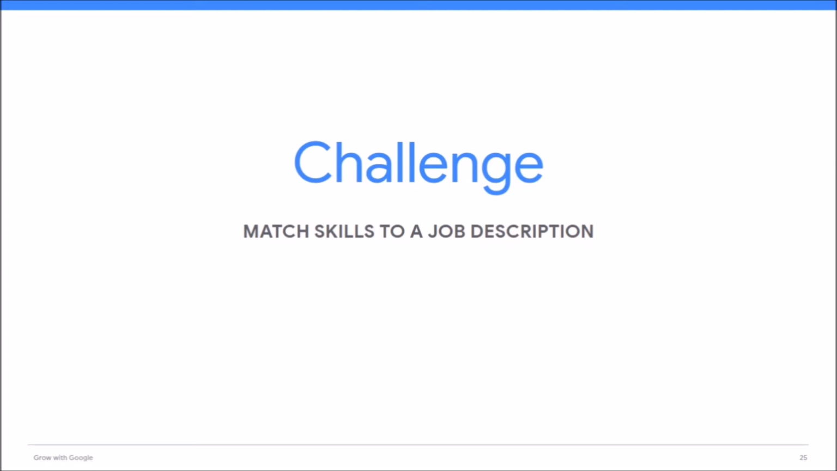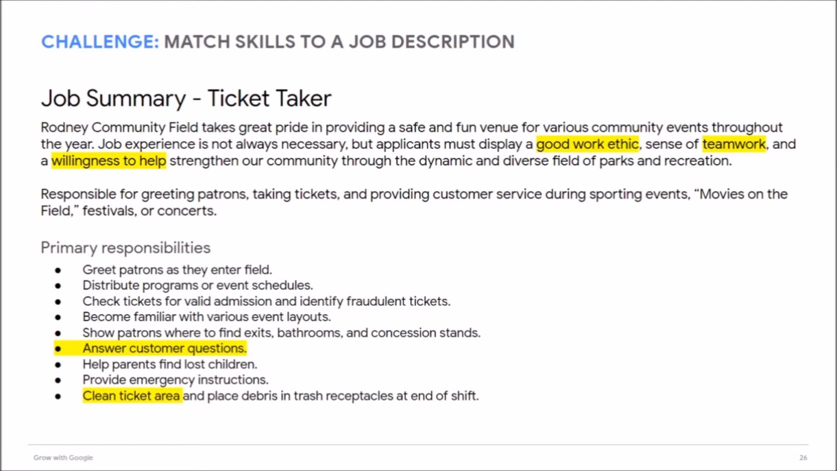Or, if you don't have a specific job in mind, use this example. This business wants applicants with a good work ethic, the ability to work on a team, and a willingness to help others. Requirements of this job include interacting with the public and keeping an area clean. Now, return to your resume draft using this job description, or a description for a job you might want. Type in skills that describe your best qualities and align most closely to the job posting.